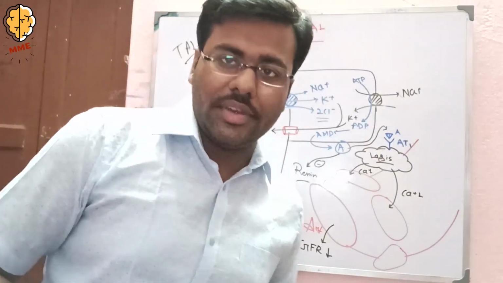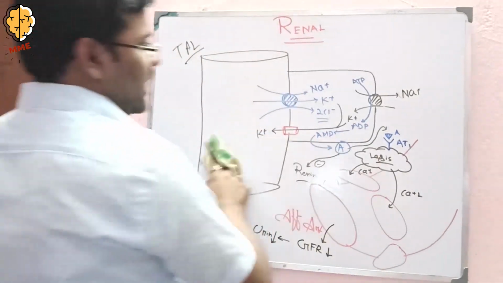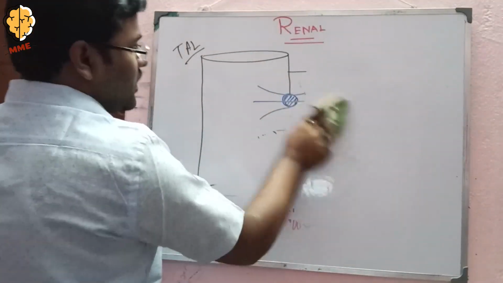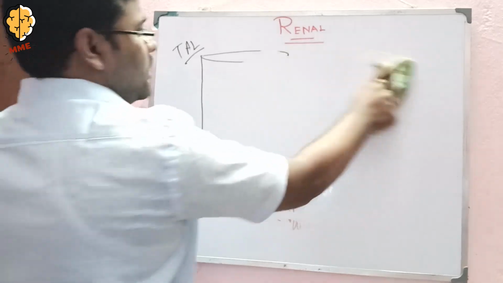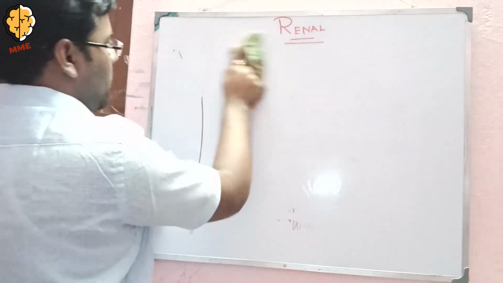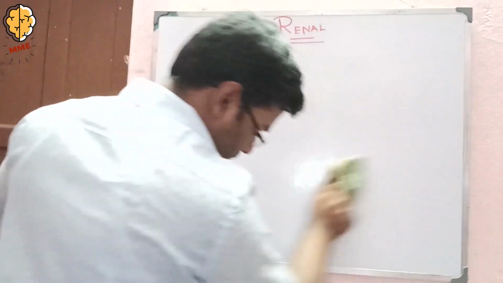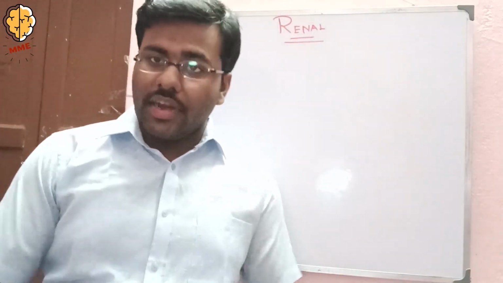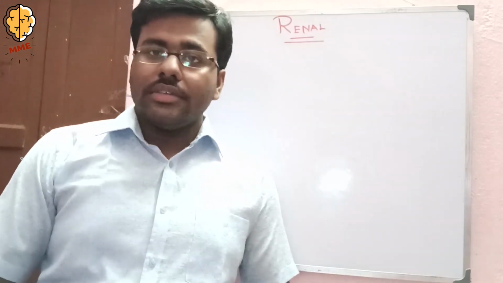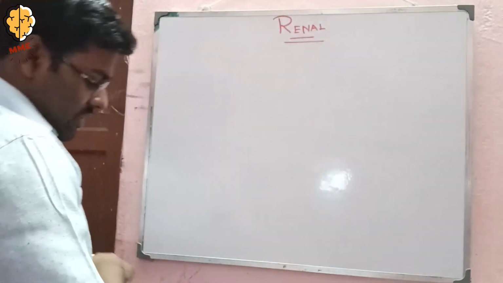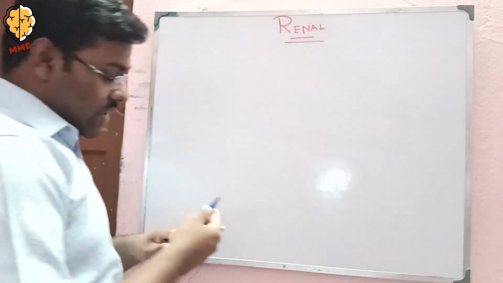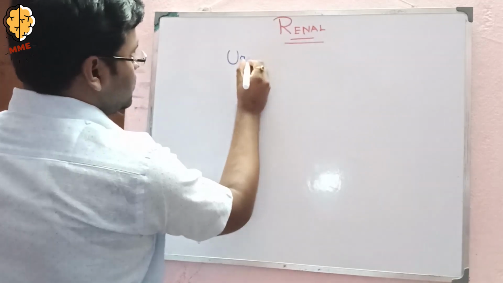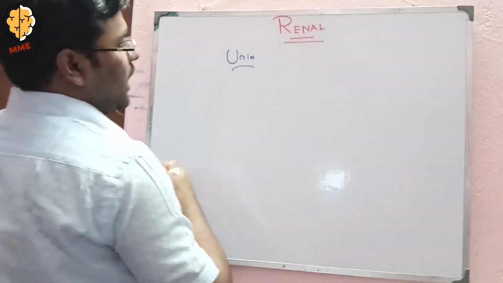Now coming to furosemide. What does furosemide do? Furosemide acts from the luminal side, and it blocks the NKCC channel. So what will change in the urine, and what is the effect in the blood?